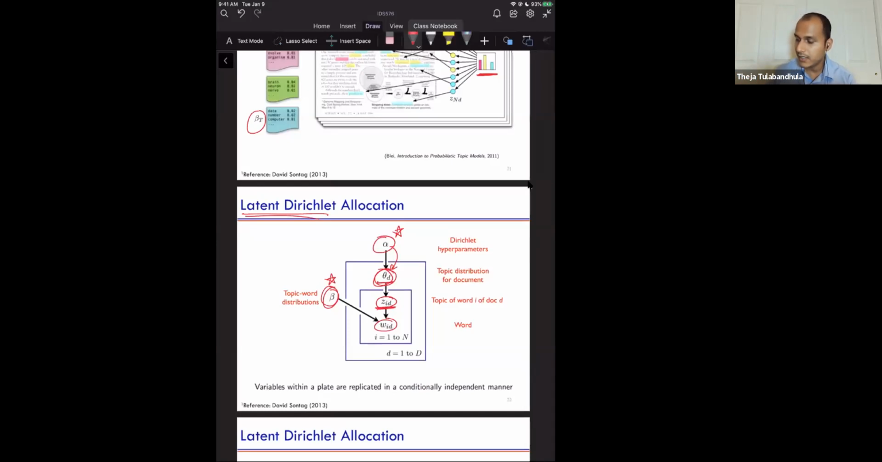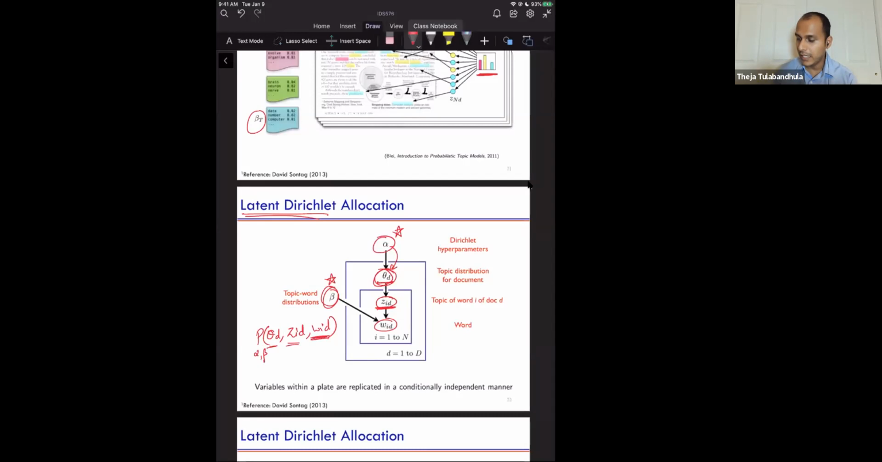Now, how do you learn? There is a joint distribution between theta d, z_id, and w_id, which is what we have described so far. We have observed w's, and we can find thetas. Given a document, we can find theta d if we know the parameters. The parameters are alpha and beta. So we have this joint distribution.